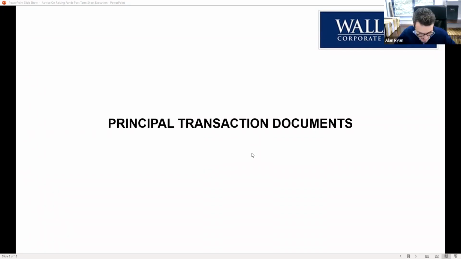Right. Thanks, Michael. Look, the principal legal transaction documents are largely driven by what's agreed at term sheet stage. So the term sheet, as touched on before, is a summary of key terms, but those key terms are both reflected and fleshed out in the legal documents themselves.